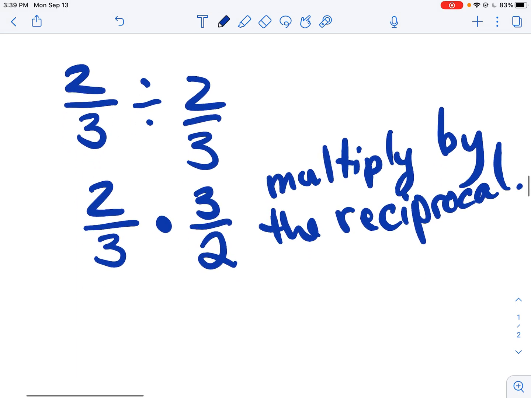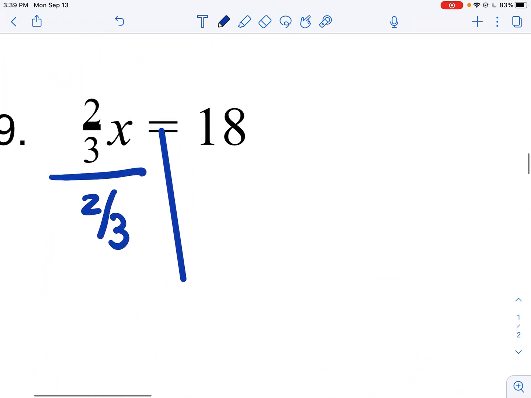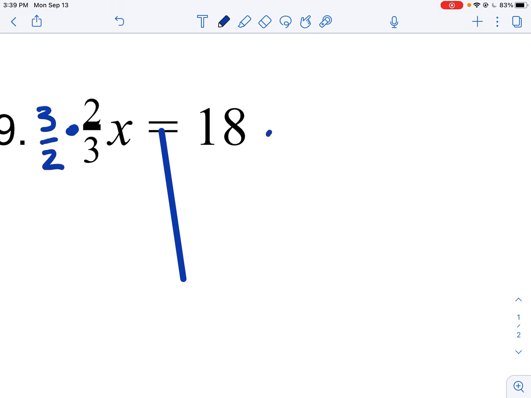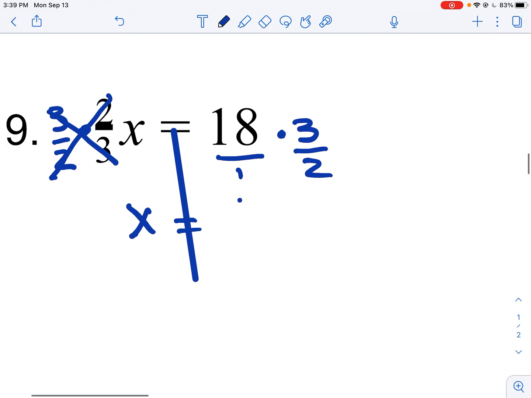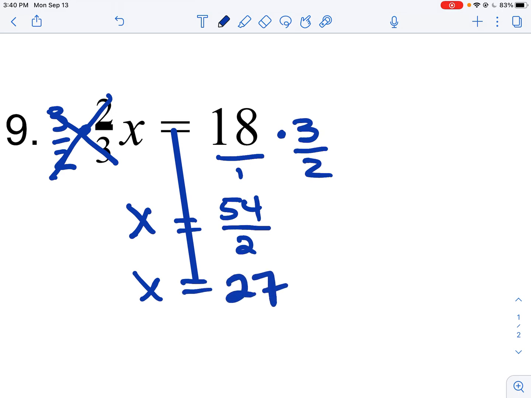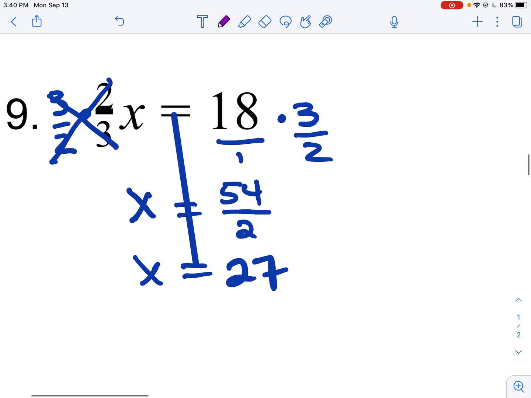Okay, so that's what we did. And when I do that, I would get 6 over 6, which is equal to 1, and that's the whole purpose. So let's look up here. We're not going to divide by 2/3. We're actually going to multiply by the reciprocal, which is 3 over 2. These 3's cancel, these 2's cancel, I'm left with an x. Now just for you guys, I'll multiply straight across. That's 54 over 2. 54 divided by 2 is 27.